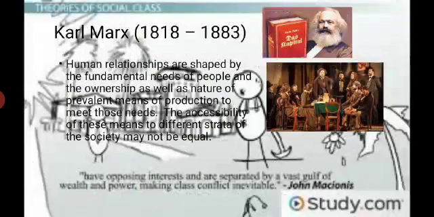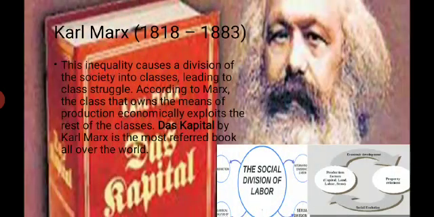Also, different strata of the society may not get equal access to these means. It causes a division of the society into two classes, leading to class struggle. Karl Marx opined that human history comprised the history of class struggle, wherein the class owning the means of production economically exploited the rest of the classes. A treatise in the form of the book Das Kapital, written by him, is the most referred book all over the world. In this way, through his class theory, Karl Marx gave a new perspective to the world to view history.